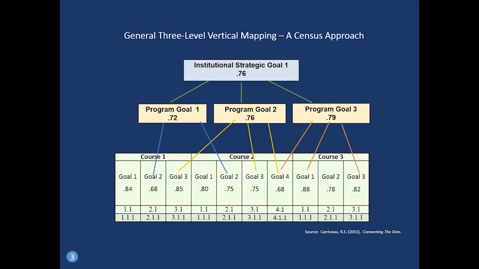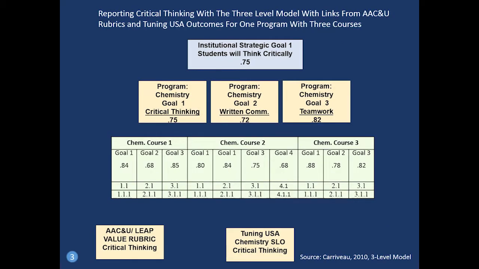We already talked about the 3-level model, and this is vertical mapping. The model works horizontally also. And we talked a little bit about the census approach. This is just a review slide. But here are the pieces.